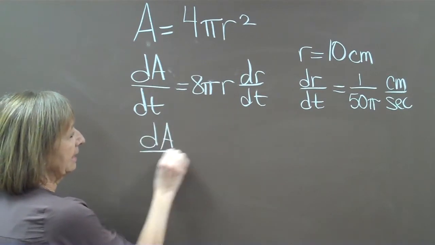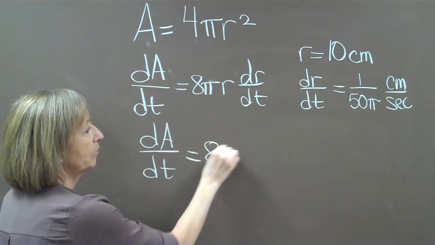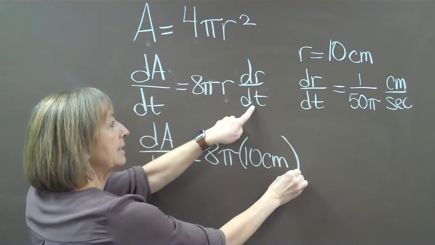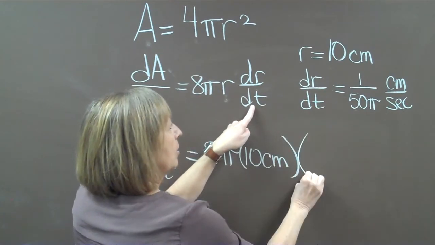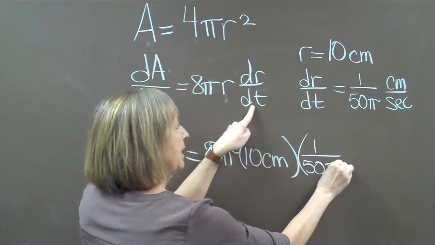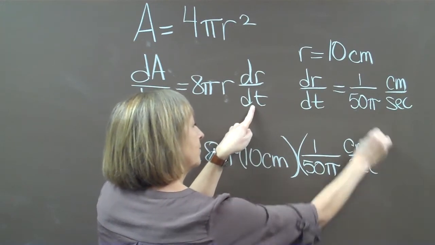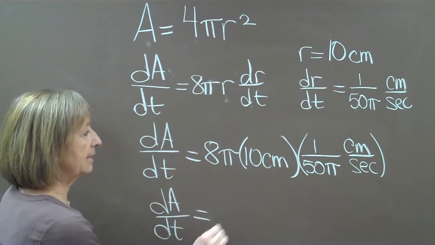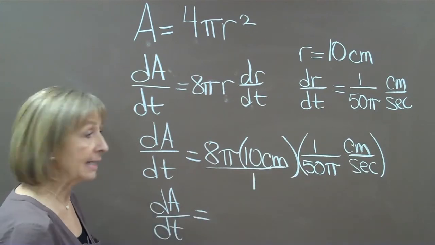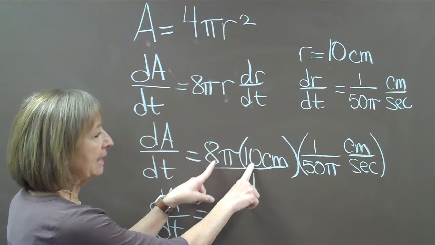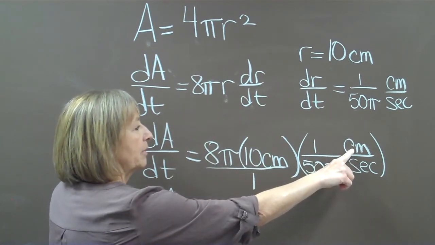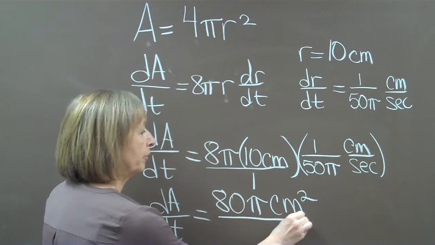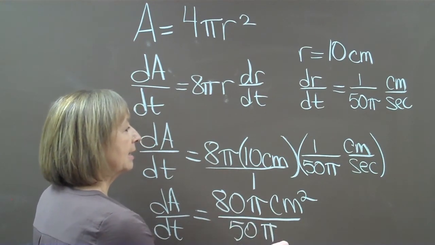So our dA/dt is equal to 8 pi, take out the radius and put in our 10 centimeters. Take out dr/dt and put in our 1 over 50 pi centimeters per second. And as we multiply that across, dA/dt is equal to, well, remember that's over 1 and our 50 pi is in the denominator. So I will have 80 pi centimeter times centimeter is centimeters squared, over 50 pi and then seconds.